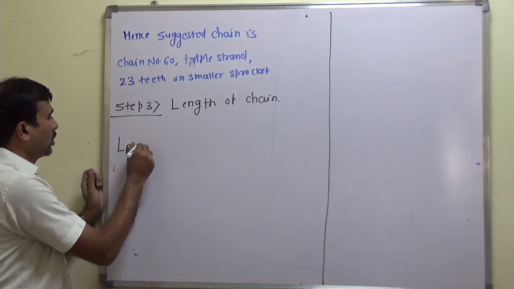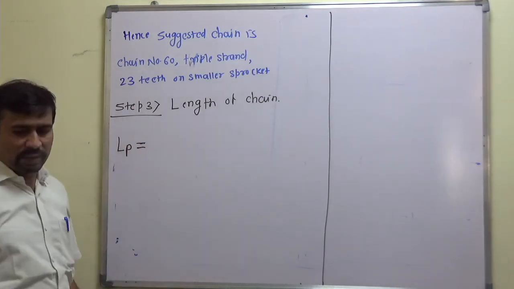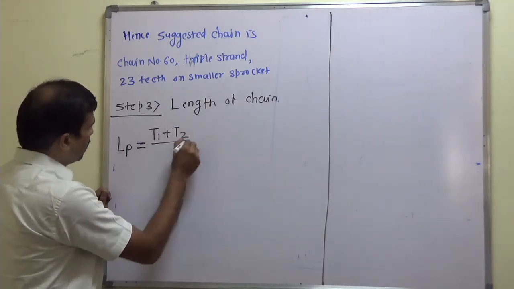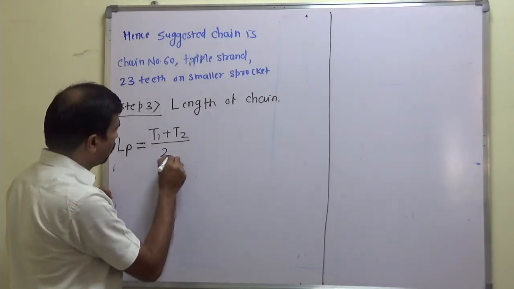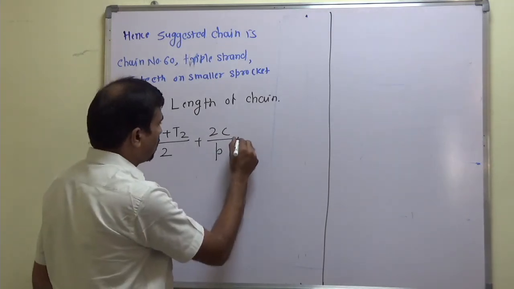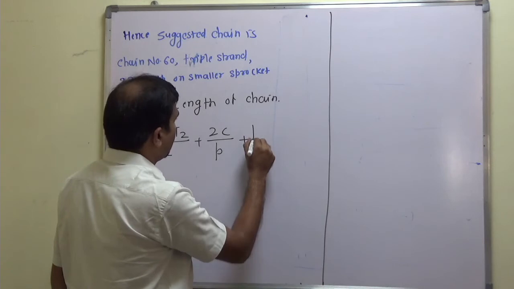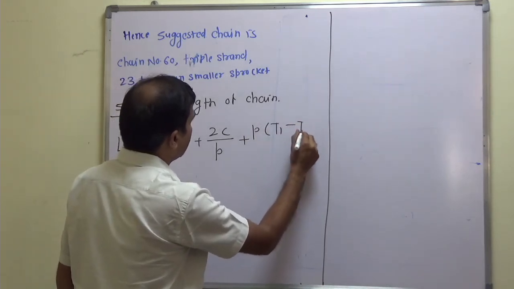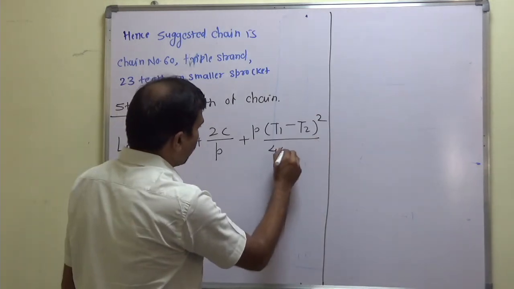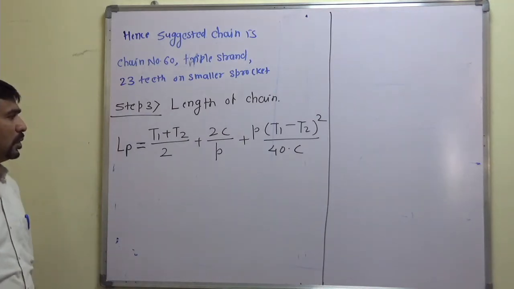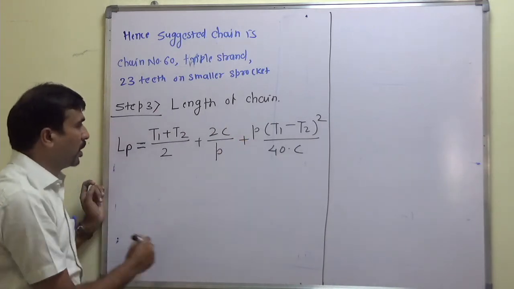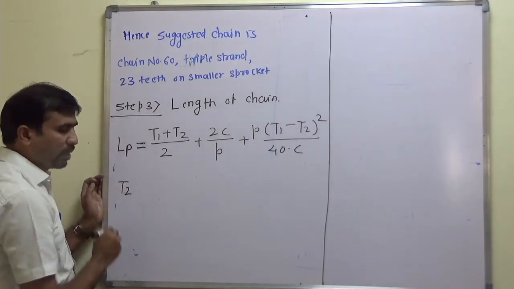As per formula given in table number 14.1, LP is equal to T1 plus T2 divided by 2 plus 2C upon p plus p in bracket T1 minus T2 whole square divided by 40 times C. Now in this what we know is number of teeth on smaller sprocket and pitch. T2 is not known, so number of teeth on larger sprocket T2 we will calculate.